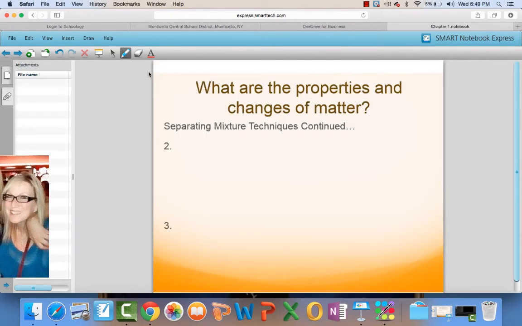A couple of other ways that we can separate: filtration. I am not defining these. So if I have sand, water, and salt, I can filtrate the salt water from the sand, because the sand will get trapped in the filter paper, and then I can evaporate the water and be left with the salt.